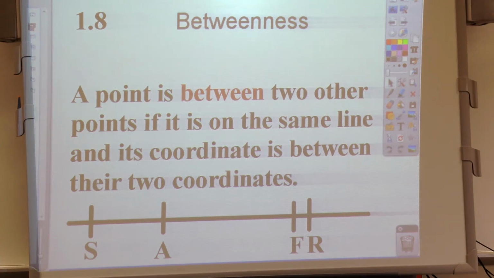Welcome. This is section 1.8, Miss Quinn's Geometry. And today we're going to talk about betweenness and distance.